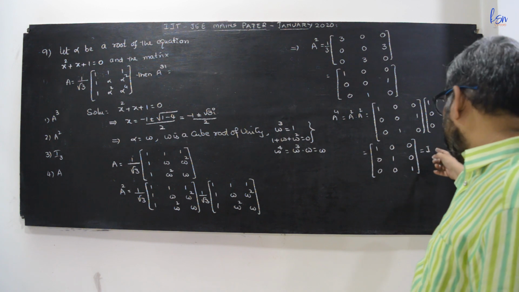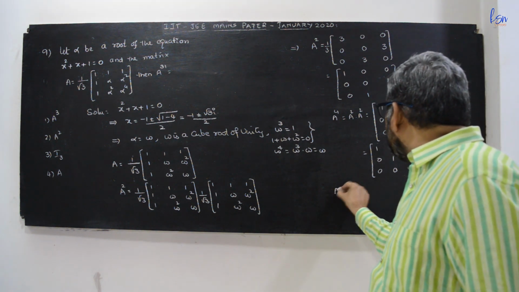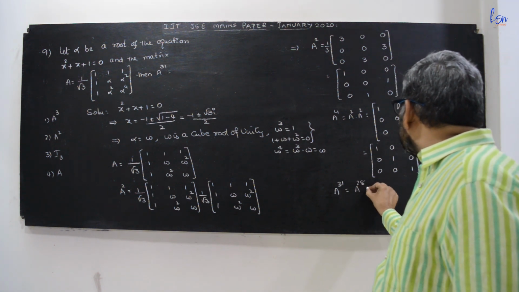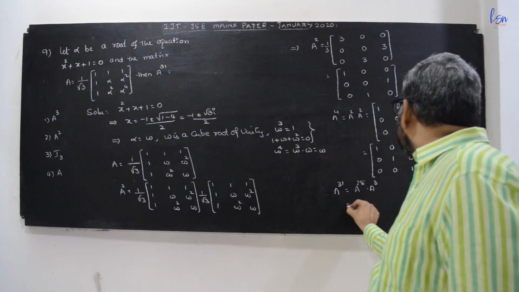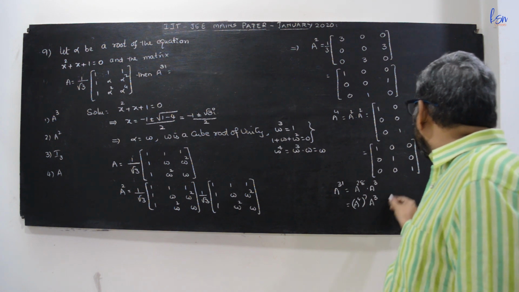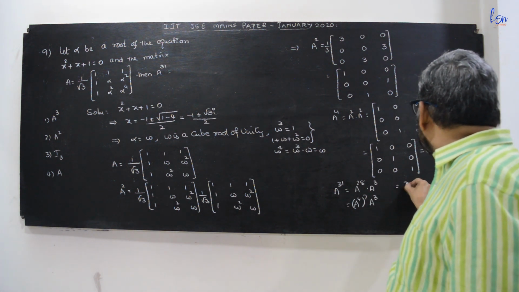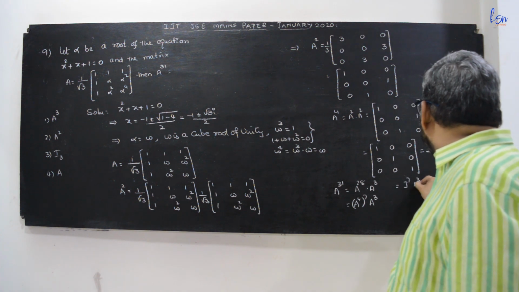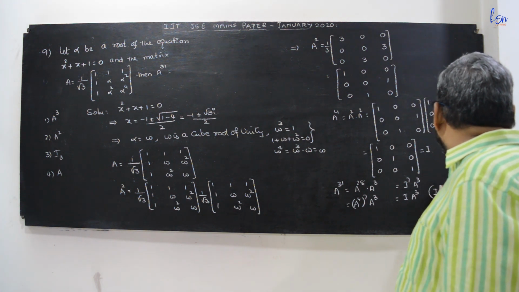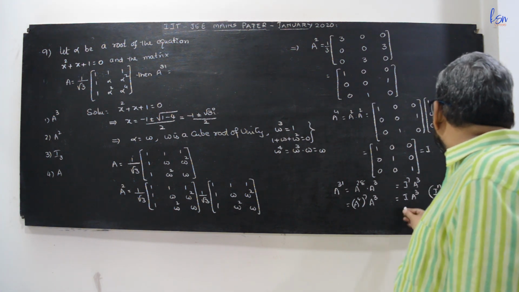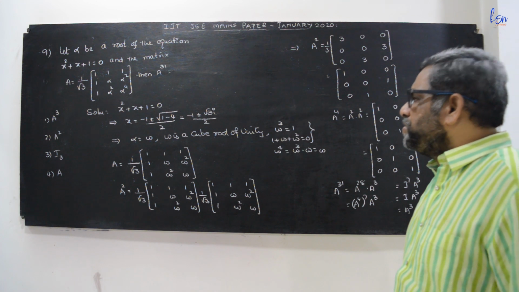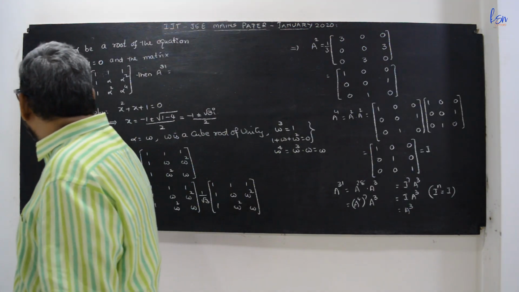Now, any power of I is equal to I itself. A to the power of 31 can be written as a power 28 into a cube. This can be written as a power 4 whole power 7 into a cube. This can be written as I power 7 into a cube. This is I into a cube because I power n is also equal to I. So I into a cube is a cube. So a power 31 is equal to a cube. The first one is the option.